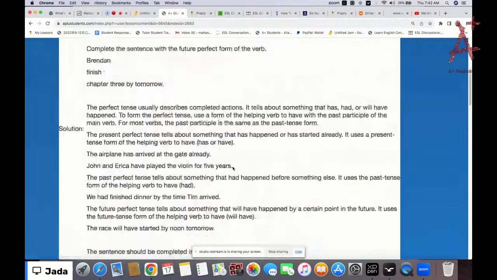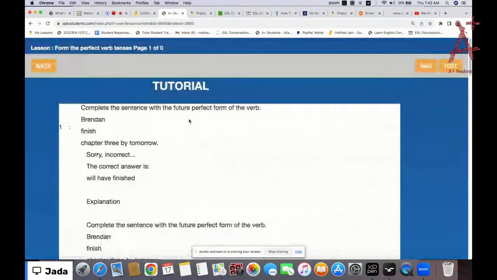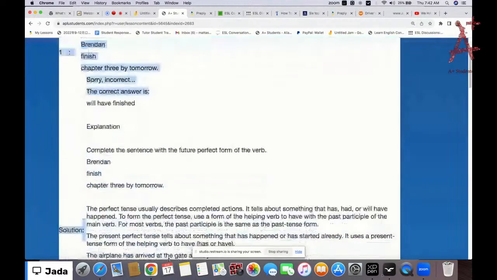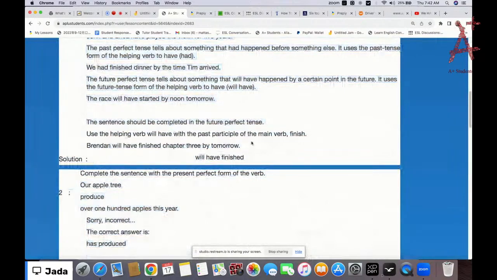So now let's see the example. Complete the sentence with the future perfect form of the verb. Brendan finished chapter 3 by. So what is gonna be the completed version? So Brendan will have finished chapter 3 by tomorrow. Okay, so the future form of it will have finished chapter 3 by tomorrow. Will have, which is the future perfect tense.